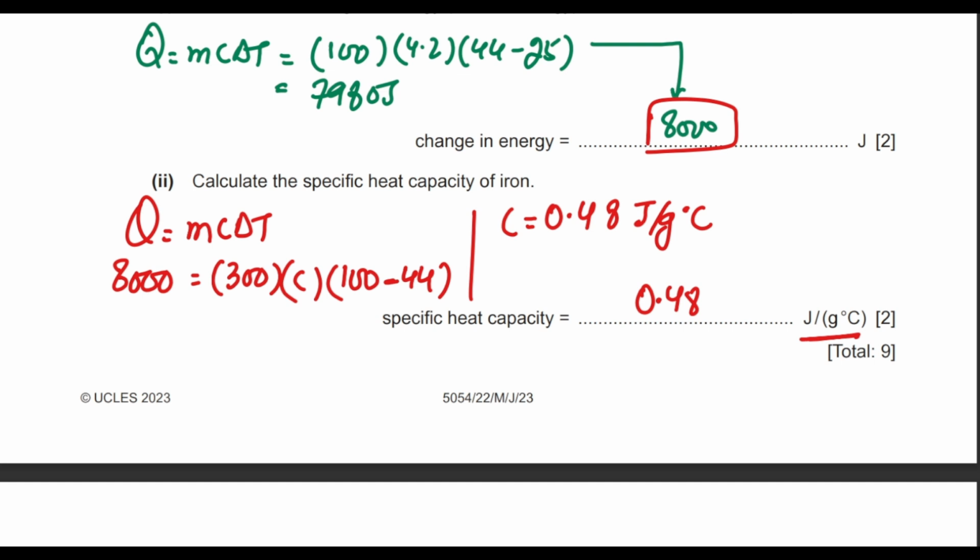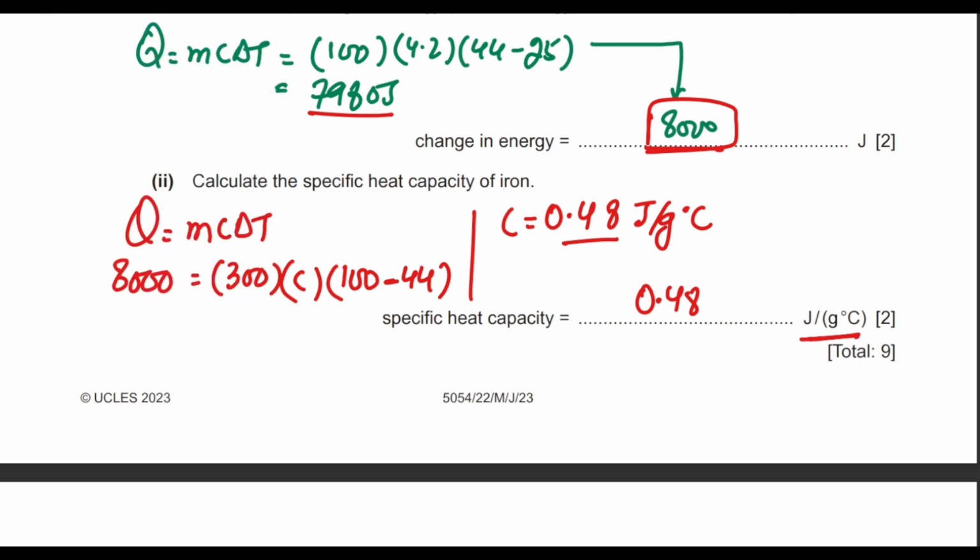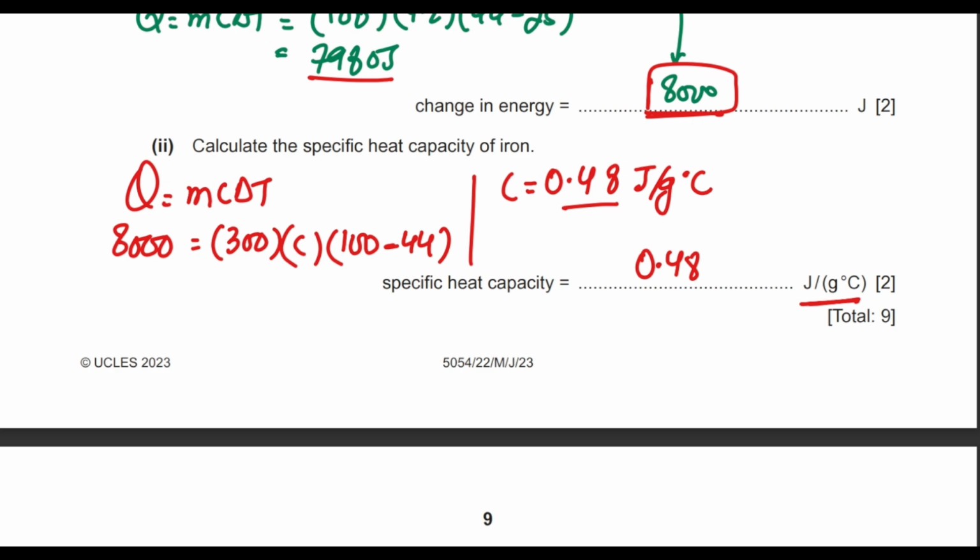Okay. You could have used 7980, you could have used 8,000. You will get the same answer up to two significant figures. There is a difference at the third decimal place. But when you convert this to two significant figures, this rounds off to 0.48.